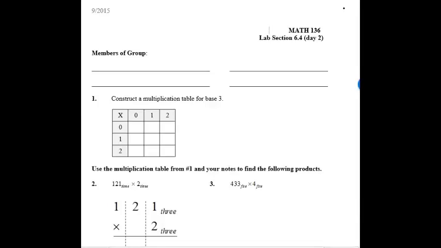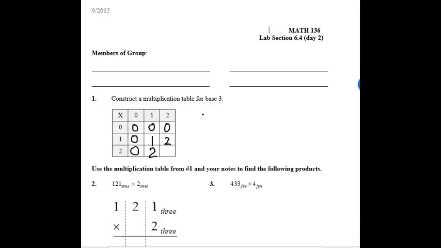Hello. Today we're going to work on Lab Section 6.4, Day 2, which deals with multiplication in different bases. For number 1, we want to construct a multiplication table for base 3. If we're not carrying, our products are exactly what we think they are. 0 times 0 is 0, 0 times 1 is 0, etc., etc. 1 times 1 is 1, 1 times 2 is 2.